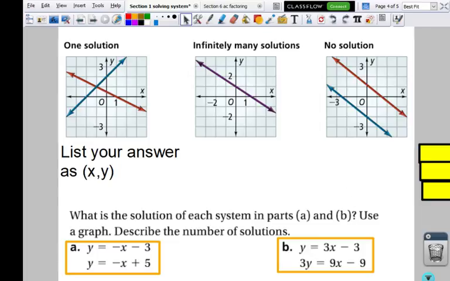So graph both of these and take a look. If they cross, that is your solution. If they're the exact same line, you're going to say infinite. If they never cross, you're going to say no solution. So go through and graph them. Go through and graph them and tell me what are your solutions.